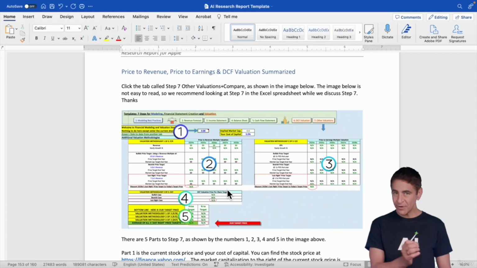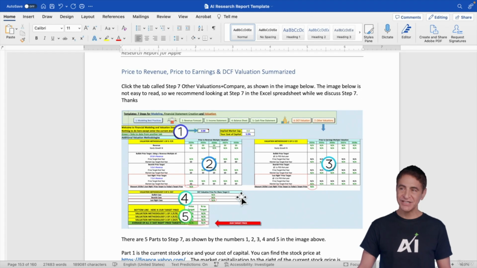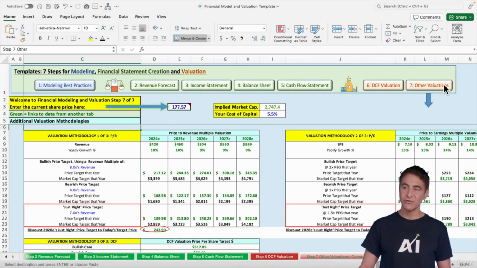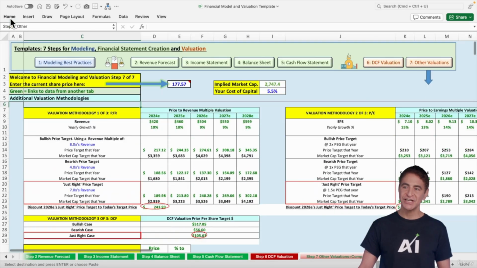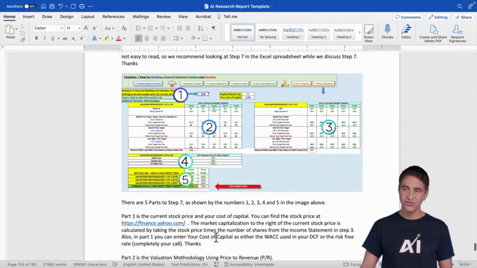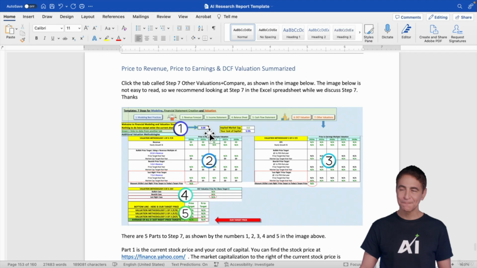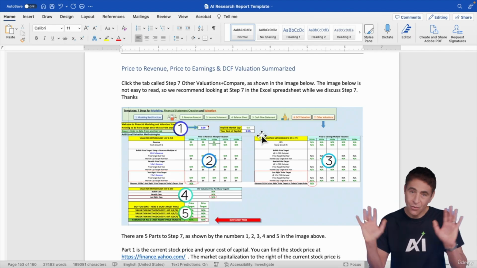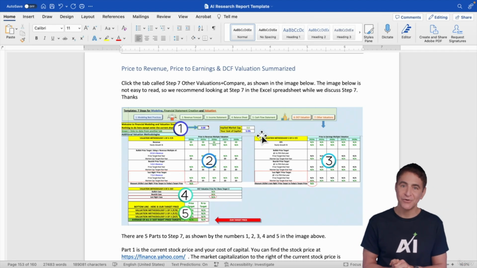Thank you. Let's talk about valuation using price to revenue. So per this graphic here, you'll see that when you click on this tab called Other Valuations, step 7, let me get more real estate here, there's a couple of different parts to it. Part 1, as I wrote down here for instructions, you enter in the stock price. And then within part 1, you can also enter in your cost of capital. And what that means is whatever you want to discount, the amount of money you're going to make in a stock to today's terms, you can use that discount rate, meaning 5.5%, or you can use the weighted average cost of capital. And I'll show you how to do both in a minute.